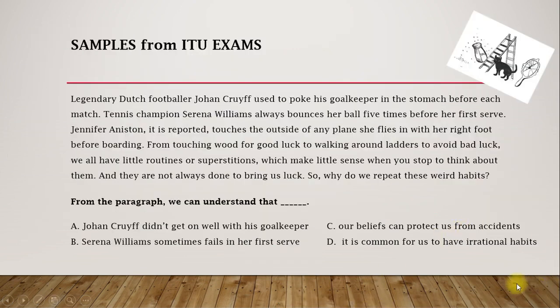Now, samples from I2 exams. Legendary Dutch footballer Johan Cruyff used to poke his goalkeeper in the stomach before each match. Tennis champion Serena Williams always bounces her ball 5 times before her first serve. Jennifer Aniston, it is reported, touches the outside of any plane she flies in with her right foot before boarding.